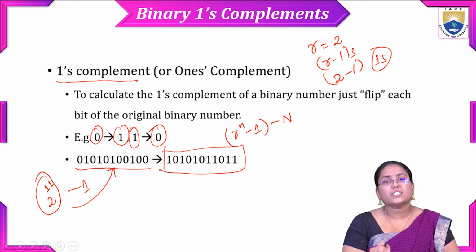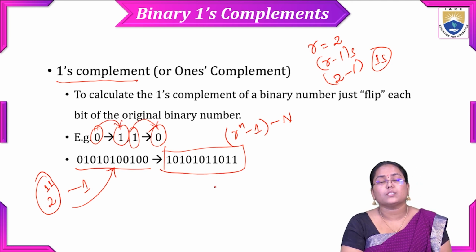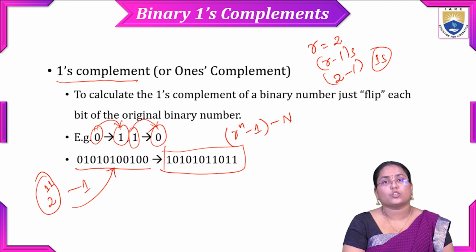Okay. And in the simple sense, if you want to remember the ones complement format, it's better to flip the numbers. Wherever you have 0, just change it to 1. Wherever you have 1, change it to 0. This is the simplest way to perform the ones complement.